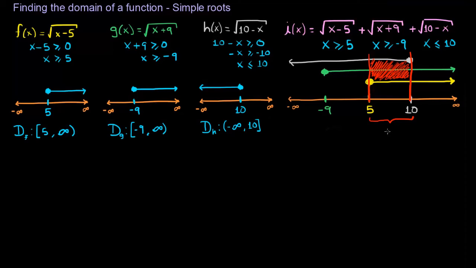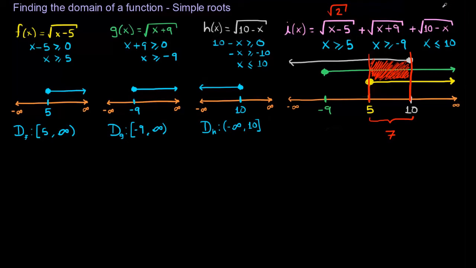Let's say, for example, I take the number 7. If I substitute it in here, I will get a 7 minus 5, and I will get as a result the square root of 2, which is a positive number, a real number. If I substitute the 7 in this one here, I will get 7 plus 9, and we get as a result the square root of 16, which will be 4. It's a real number. Now, if I place the 7 here, I would get the square root of 3, which is also a positive number inside, and that would say it's a real number.